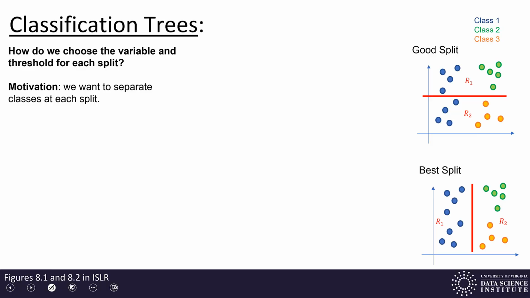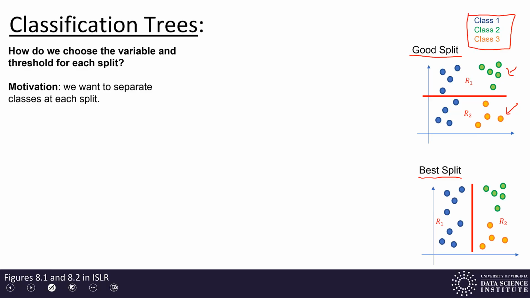And so over on the right-hand side, we have here an example of a good split, right? The class 2 and class 3 have been separated, which is kind of nice, but it's not the best split. The best split is down below. And so we want to walk through how software can determine, or how the algorithm for growing a tree would determine, that you pick the best split and not just a good split, right?